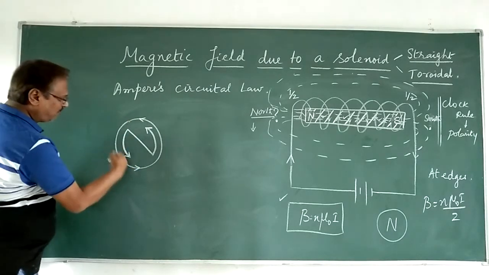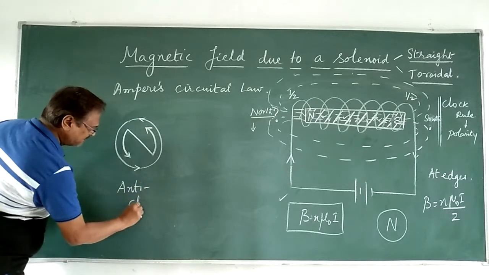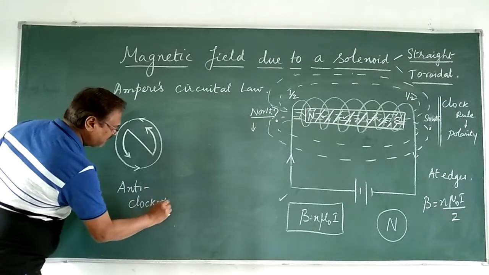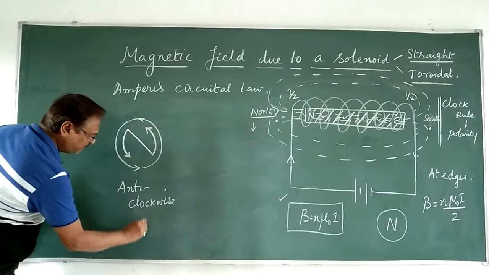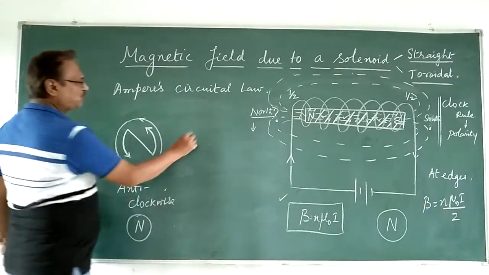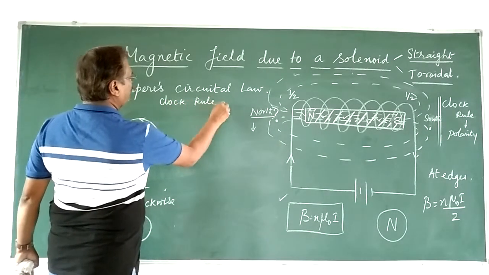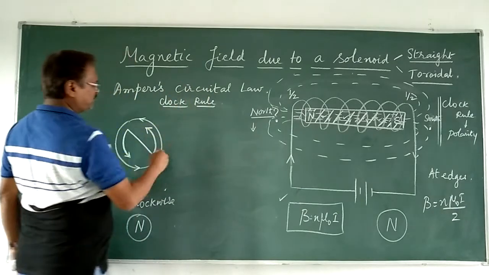If the direction of the current is anti-clockwise, then the pole will be north pole. Very simple, right? This is also called clock rule. Let me take one more example.